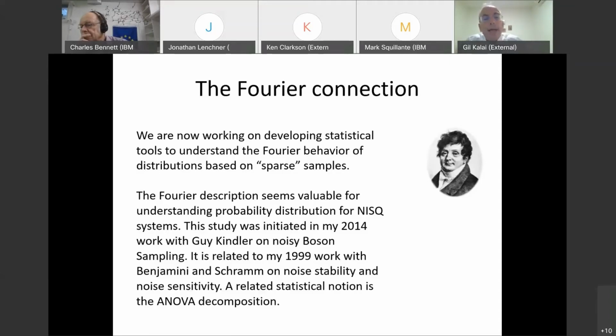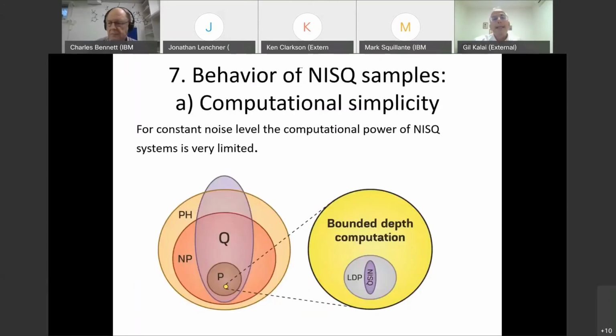I should say that the Fourier description seems valuable for understanding probability distributions for noisy intermediate scale quantum systems. This study was initiated in my 2014 work with Gil Kalai on noisy boson sampling, and it is related to an even earlier work with Benjamin and Shoham on noise stability and noise sensitivity. In fact, it is also related to a statistical notion called the ANOVA decomposition. So now I want to tell you two insights from the idea.